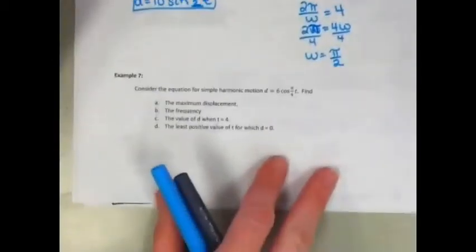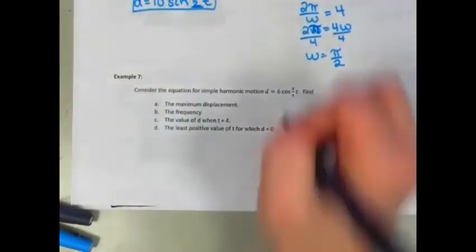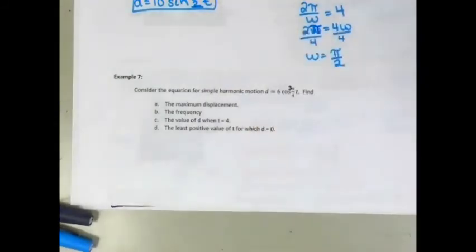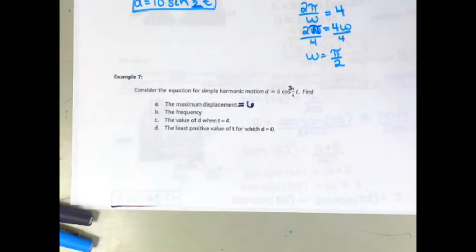Example 7, consider the equation for simple harmonic motion, d equals 6 cosine of 3 pi over 4 t. Find each one of these. The maximum displacement. Well, my amplitude is 6, right? Maximum displacement is my amplitude, which is 6. You guys okay with that?